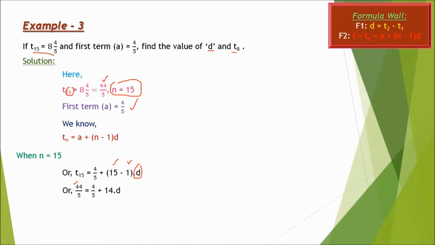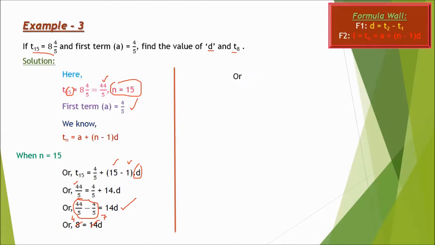Now these two terms will be together: 44 by 5 minus 4 by 5 will be equal to 14d. I think it's clear up to here. Now I'm taking the LCM. You can use your calculator and find this value directly. That will be 8. On cancellation, if we divide by 2, that will be 4, and if we divide by 2, that will be 7. Now the value of d will be 4 by 7.